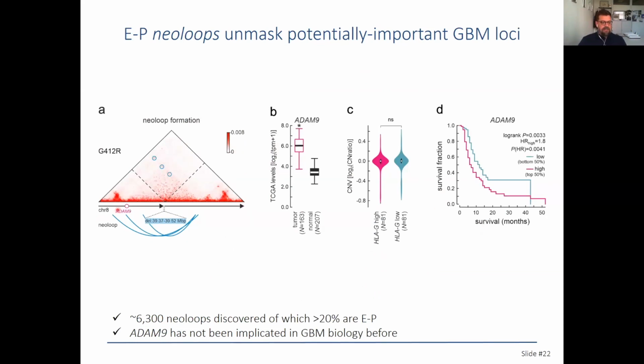Now I'm going to give you another example. Here's the ADAM9 gene, again, never really associated to glioblastoma biology. There are neoloops forming in its vicinity, two of them with a promoter, one that sort of encompasses and forms a new gene locus. This is because of the deletion here. And you can see that, again, if we go to the TCGA data, ADAM9 can be found significantly overexpressed in the cohort. It's not because of copy number variation. And you can actually see this poorer survival also being associated with it.